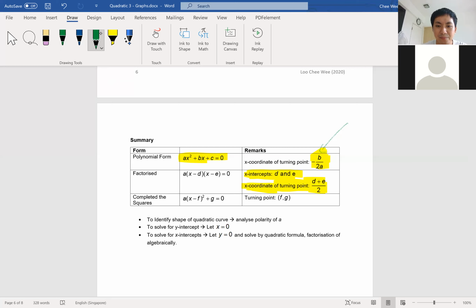Every quadratic graph will always have a y-intercept, which we can solve for by letting x be 0. But not every quadratic graph will have an x-intercept, right? It could be 1, 0, or 2. And we will find them by factorization or the quadratic formula. So we always need a turning point, the x and y intercepts, and a shape, and then we can sketch the graph easily.